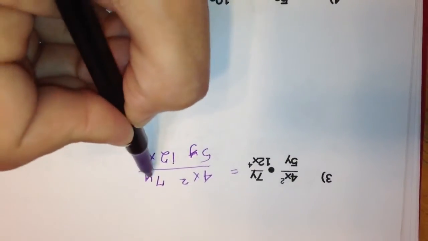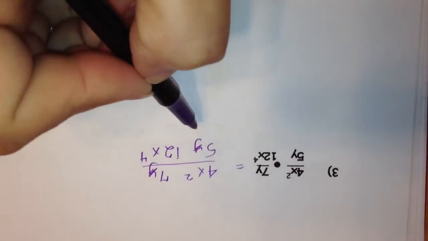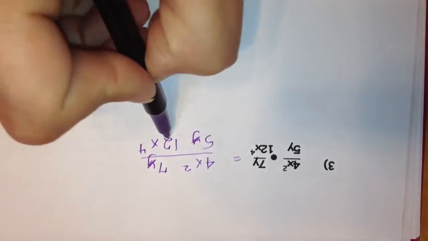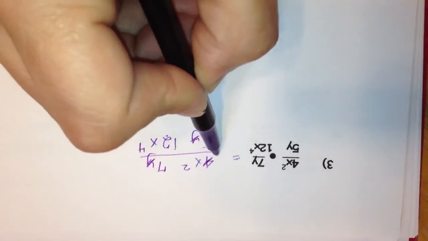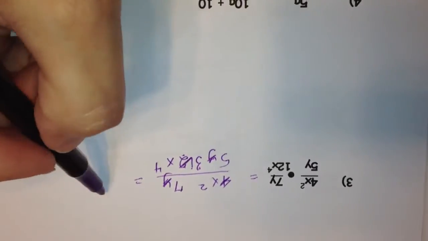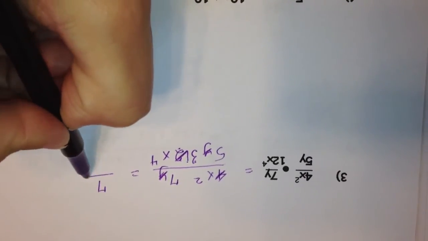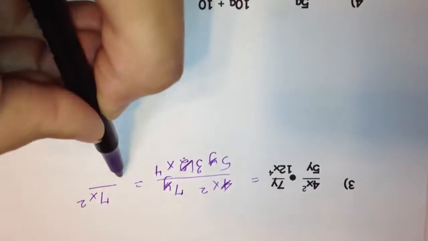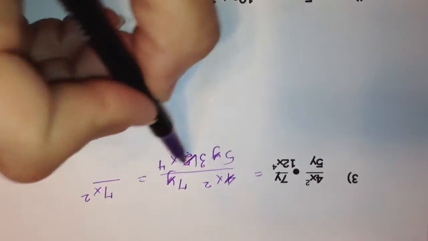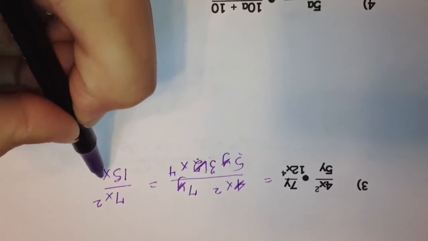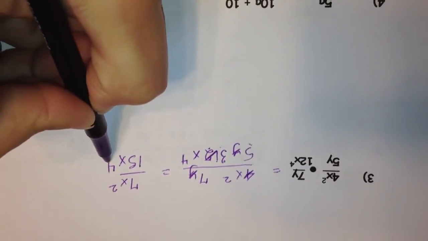I know I can cancel out the y. Y divided by y is just 1. And right here I have a 4, and there I have a 12. Well, 4 over 12 is the same thing as 1 over 3. Let's go ahead and see what that looks like then. That gives us 7 x squared. That takes care of our numerator. In the denominator we have 3 times 5, which is 15. And that's x to the 4th power.